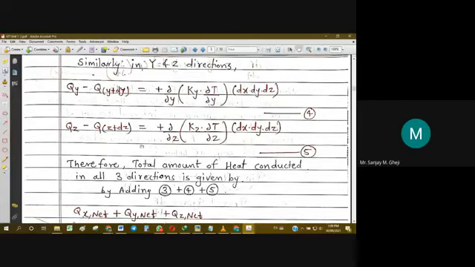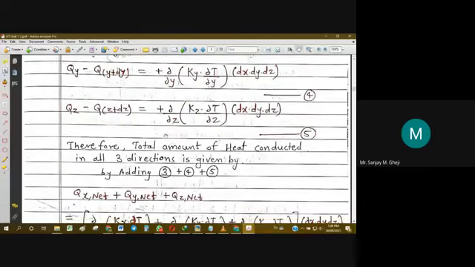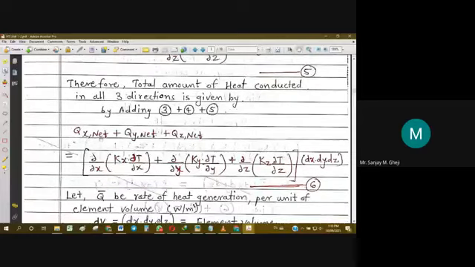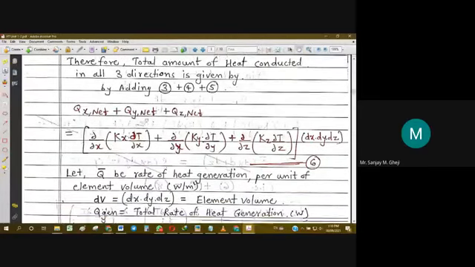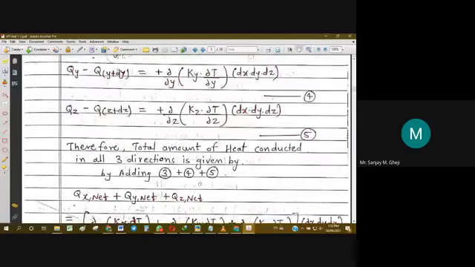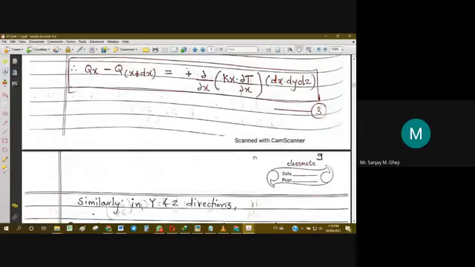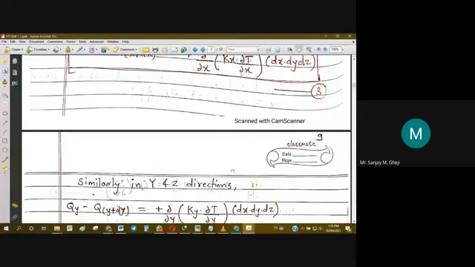Now if we add them all together, all the net amount of heat conduction in these directions, we will get the total heat conducted out of the element. So in all three directions, we will add them together, equation 3 plus 4 plus 5. So qx net plus qy net plus qz net will be equal to, now from all these three equations, if you look at them, this term is common, dx dy dz, here also dx dy dz and dx dy dz. This is actually nothing but the differential volume dV.